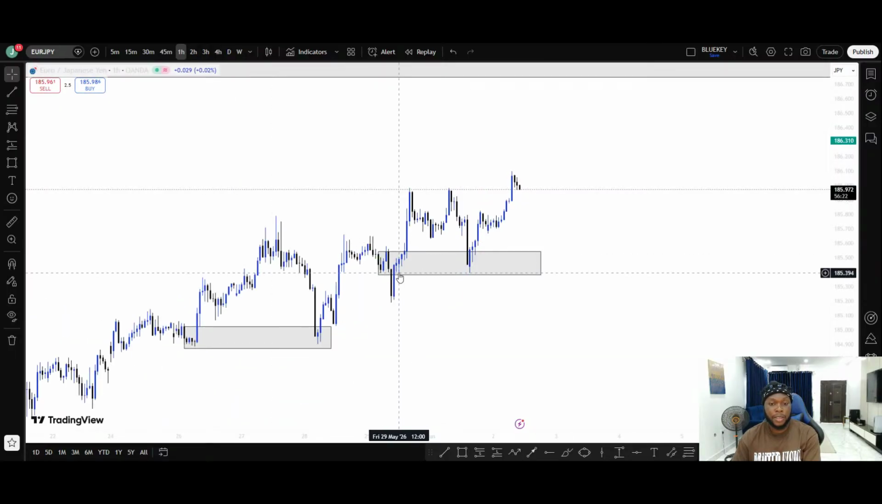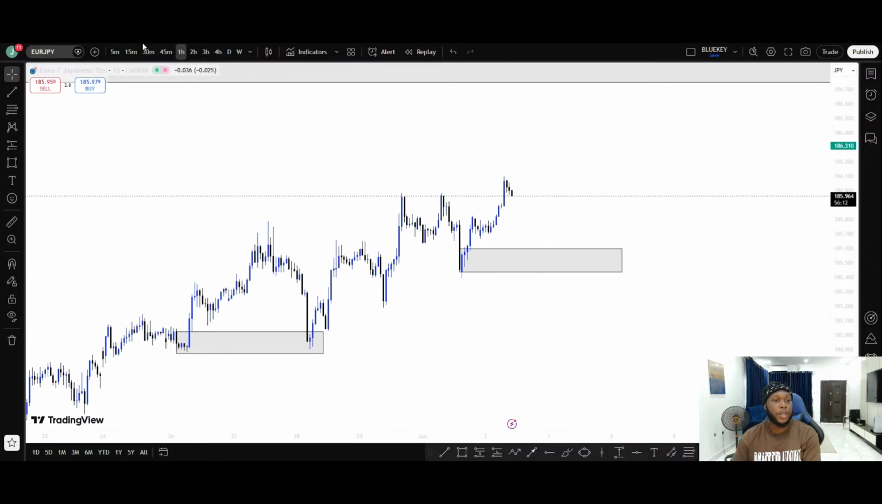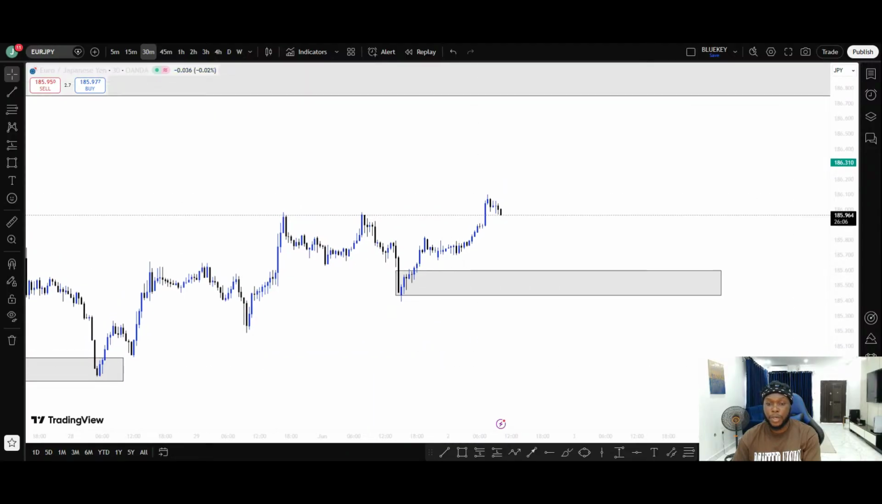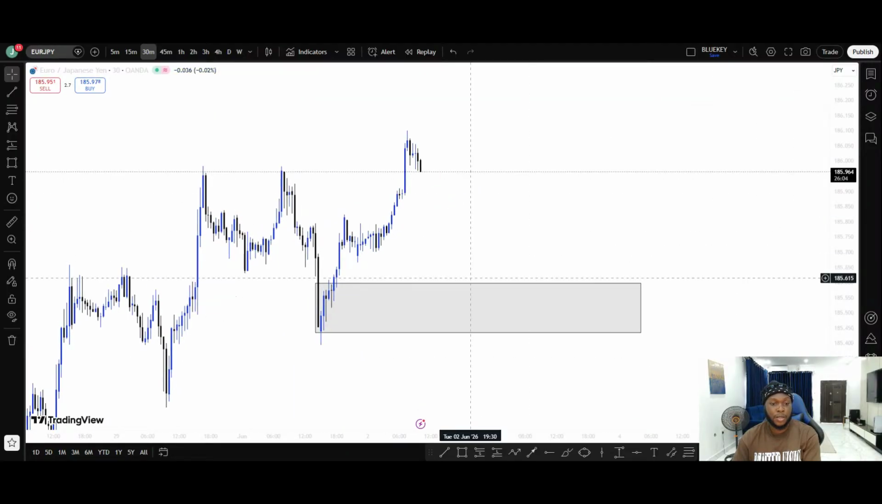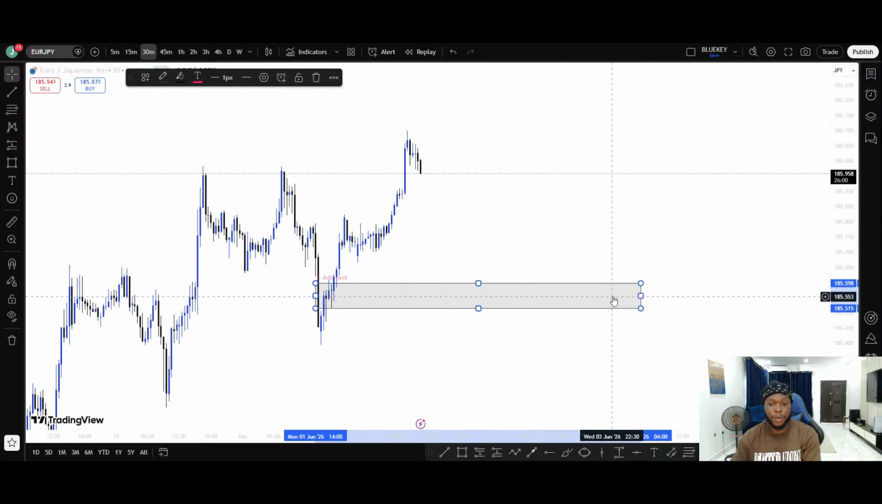Clean. This has been properly mitigated on the 1 hour. So we really have nothing to do here. So our next zone is going to be anywhere from this point. So let's drop down again, 30 minutes. This is proper mitigation. So the only thing we have here now is this particular area. Yeah, so this is the order block area.